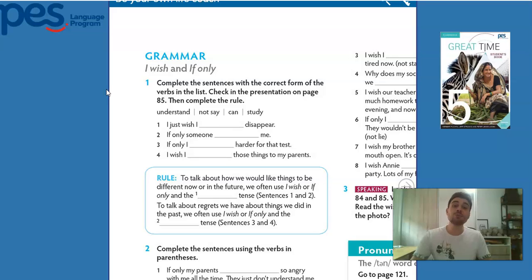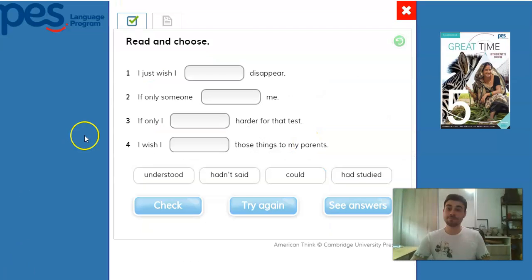Then you need to check in the presentation on page 85. Remember the presentation on the study guide, that first big text you had over there. So you can go back there and check the sentences as well. And then later we're going to complete the rule. But for now, what I want you to do, pause the video and just complete the sentences 1, 2, 3, 4 with the correct forms of the verbs. Then later you can go back to the presentation and check the sentences and then come back over here for us to check. All right? I'll be waiting for you. Good luck.